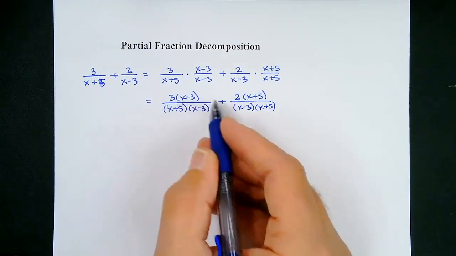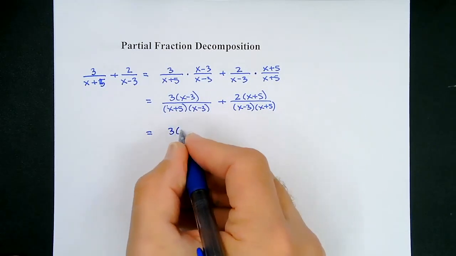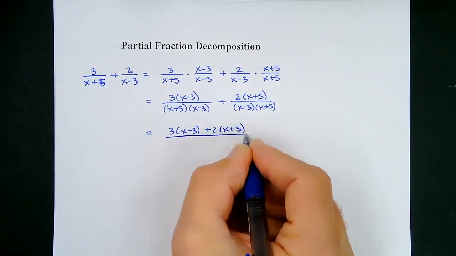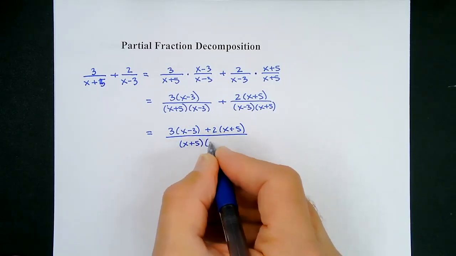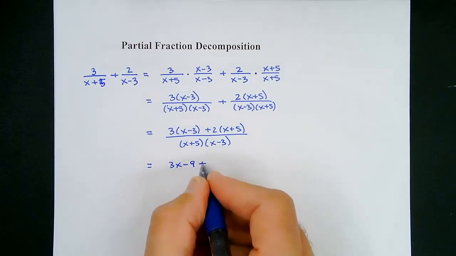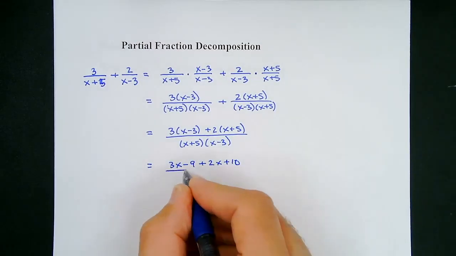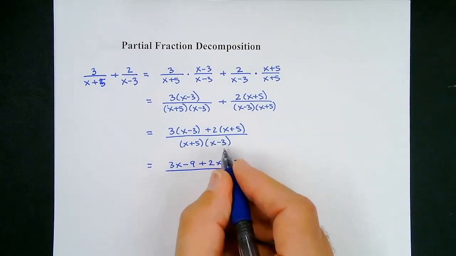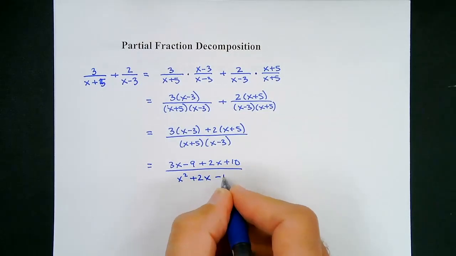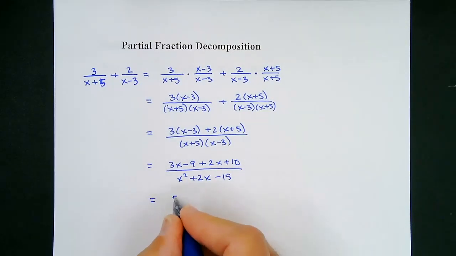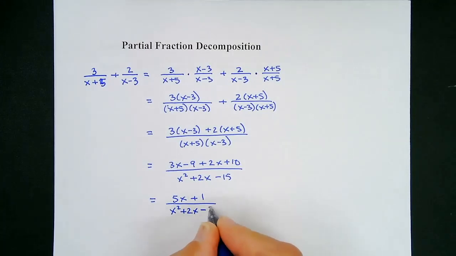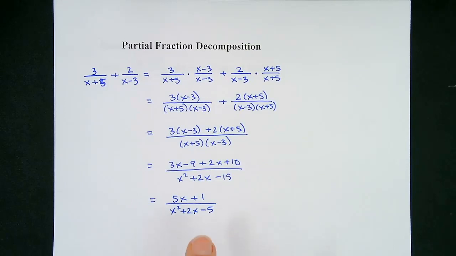And now we have a common denominator, so I can add the numerators together. So this becomes 3 times x minus 3 plus 2 times x plus 5 all over x plus 5 times x minus 3. Cleaning this up a little bit more, we would have 3x minus 9 plus 2x plus 10 all over x plus 5 times x minus 3. And so that would be x squared plus 2x minus 15, combining like terms in the top, and we wind up with 5x plus 1 over x squared plus 2x minus 15.